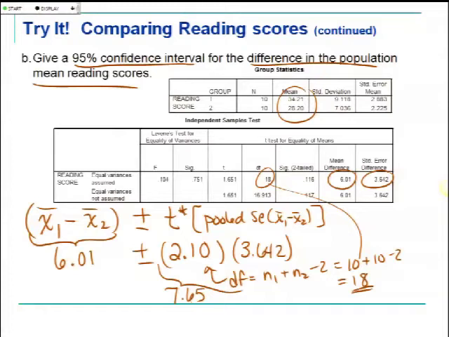So what does that give us for an interval? It goes down to a negative 1.64 and all the way up to more than 13. We would estimate the difference in the population mean reading scores, certified minus uncertified, to be anywhere from a negative 1.6 points all the way up to possibly 13.6 points.